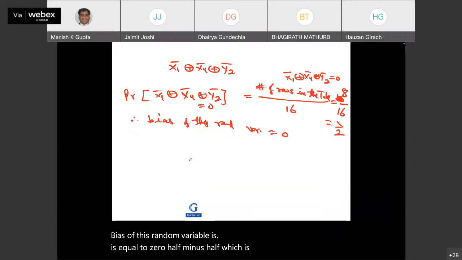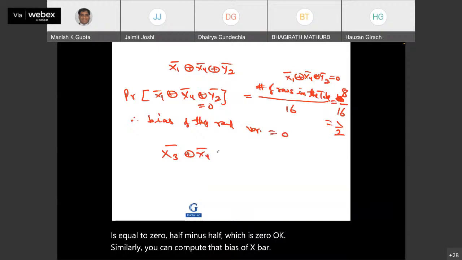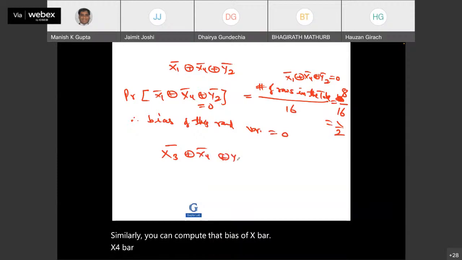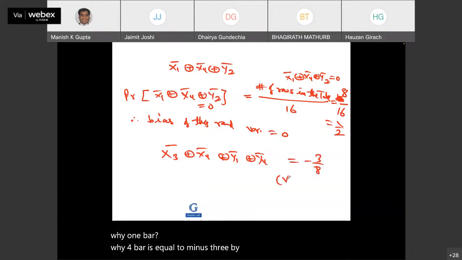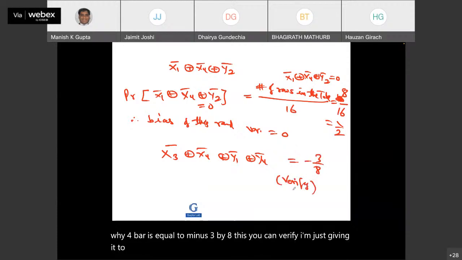Similarly, you can compute that the bias of x3 bar plus x4 bar plus y1 bar plus y4 bar is equal to minus 3 by 8. This you can verify. I'm just giving it to you.